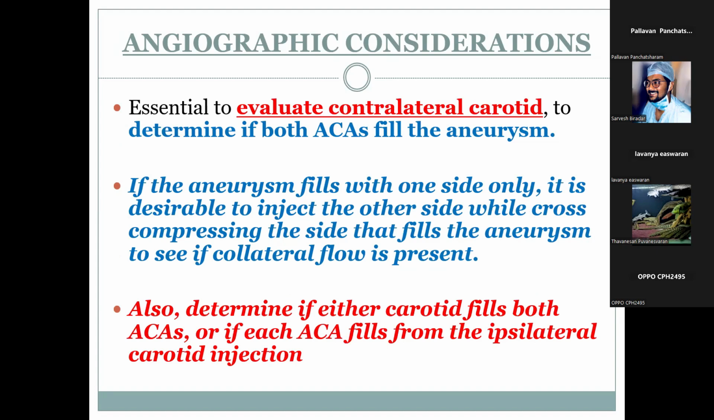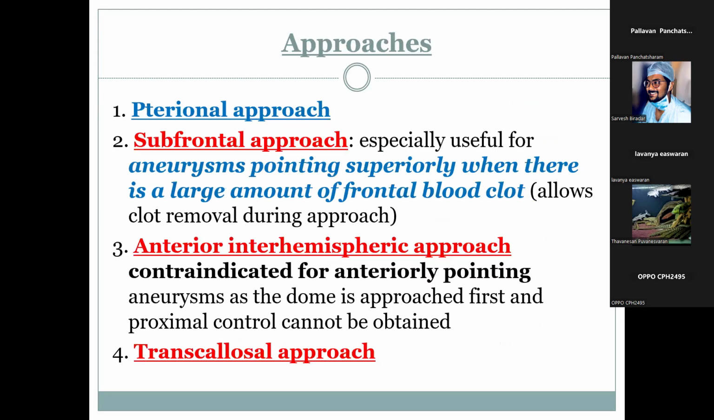So especially in anterior communicating artery aneurysm, the collateral circulation needs to be checked during the angiogram. And also determine if either carotid fills both the anterior cerebral arteries or if each anterior cerebral artery fills from the ipsilateral carotid injection. There are various anatomical variants of the anterior communicating artery, so in order to determine any abnormal variant, this needs to be addressed.